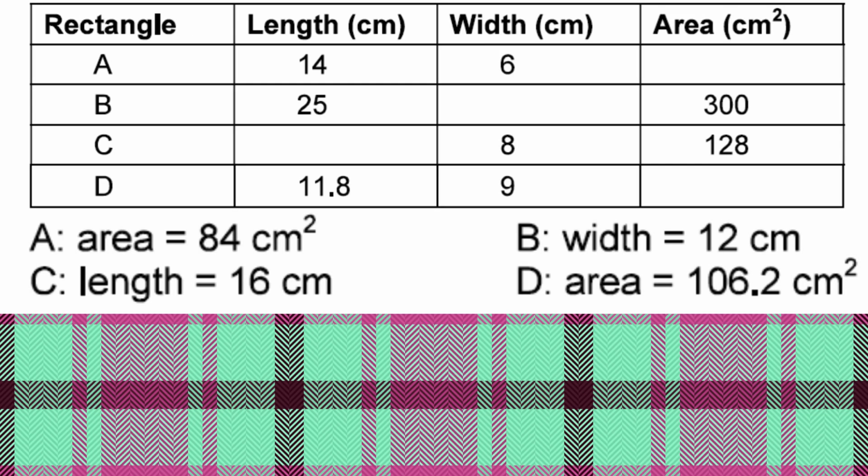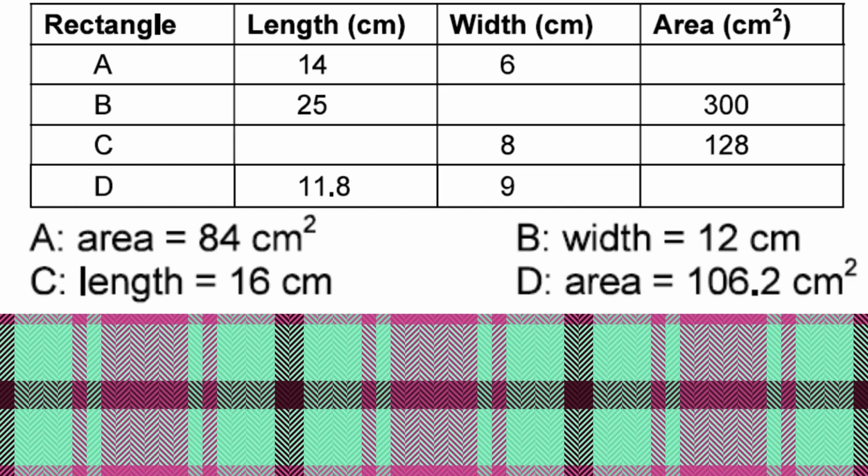Well, for rectangle A, you are given the length and the width, and these are in centimeters. It is 14 multiplied by 6. So when we multiply those two numbers together, we get 84. But remember, we have to include the unit of measure, centimeters, and we are finding the area. So the final answer would be 84 centimeters squared, or 84 squared centimeters.